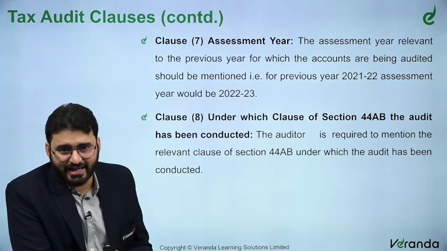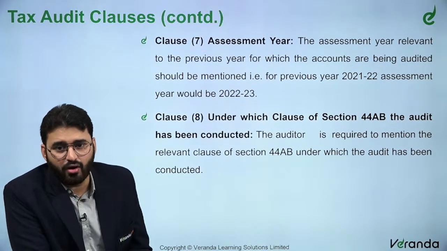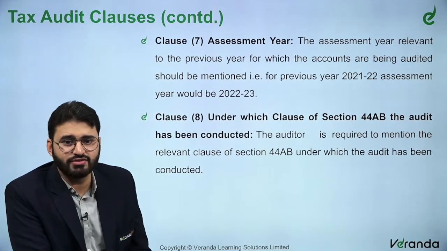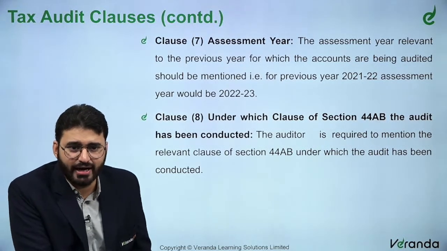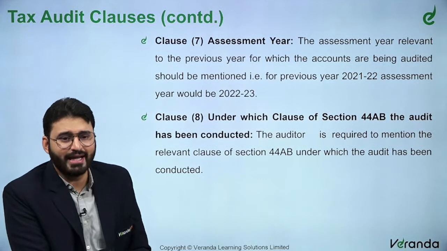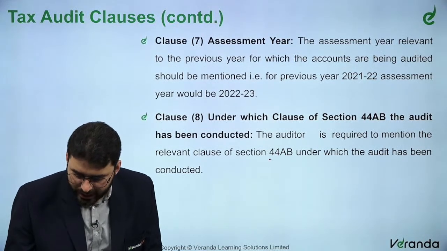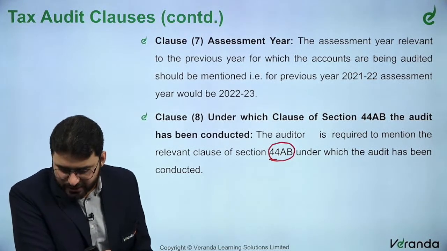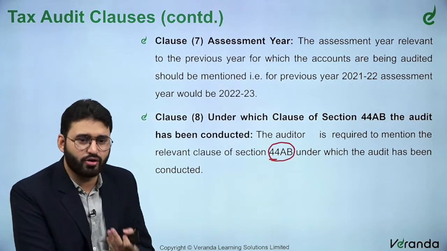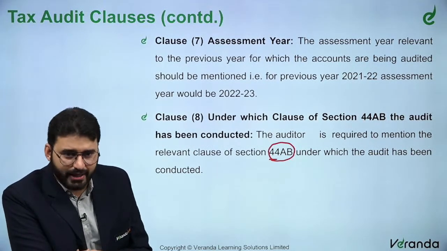Clause 8: under which clause of section 44AB the audit has been conducted. Now, for this we need to understand what section 44AB is. It is a charging section under the income tax law for assessees to undergo income tax audit. What is section 44AB? There are clauses 44AB, 44ABA, 44ABB, 44ABC, 44ABD.